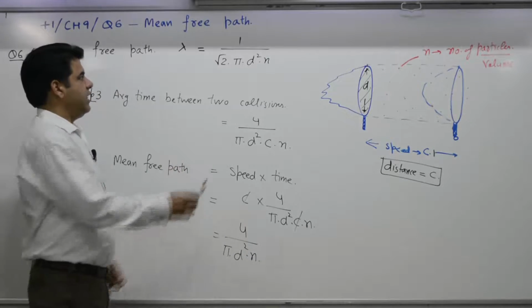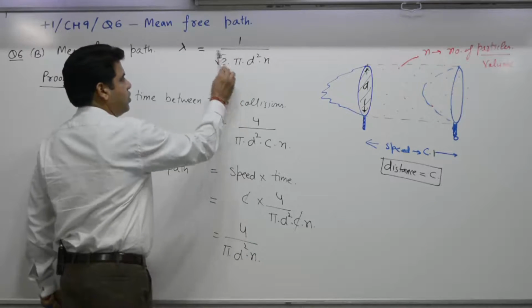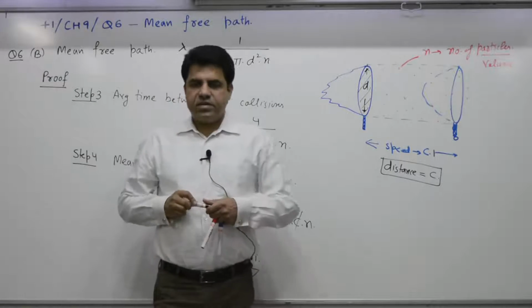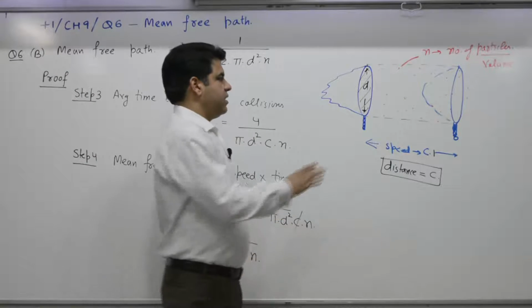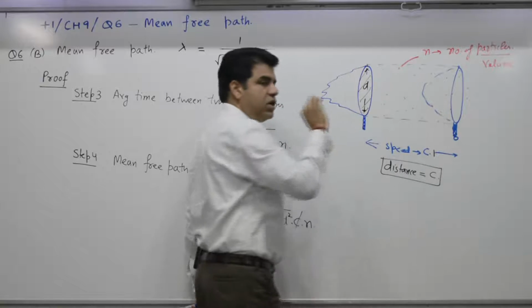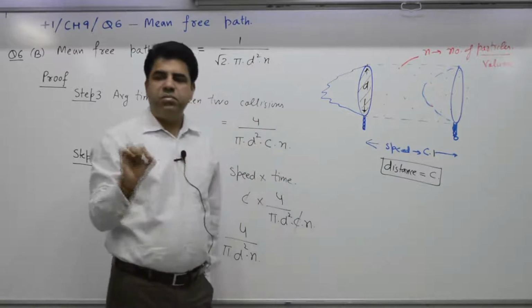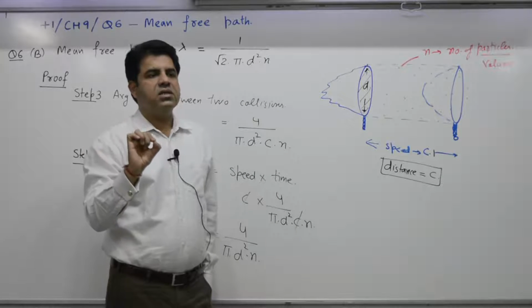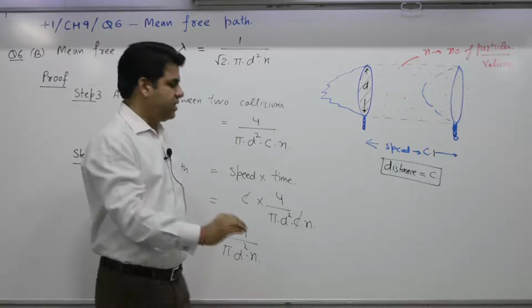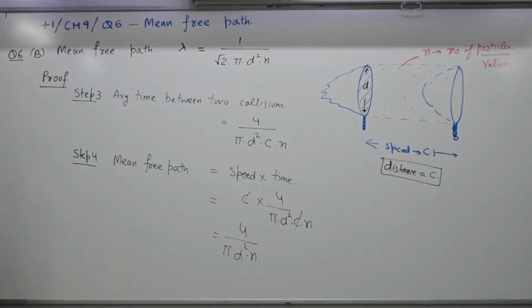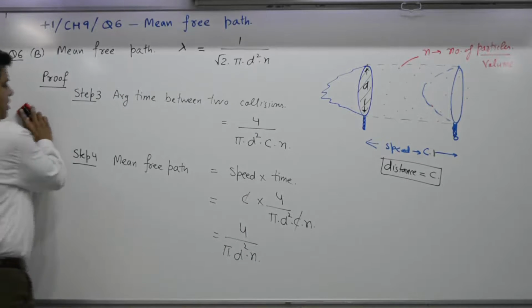But what was the formula here? Root 2. Here you are getting 4. Why? Because in this arrangement you are assuming that all these particles are at rest. But in practical, all particles are in motion. That is why this numerical correction is required. It is not 4.